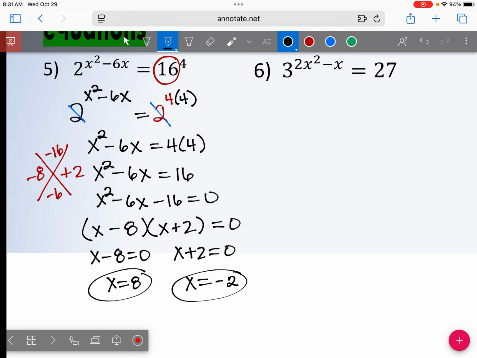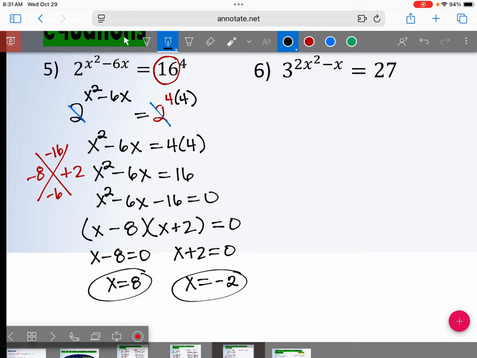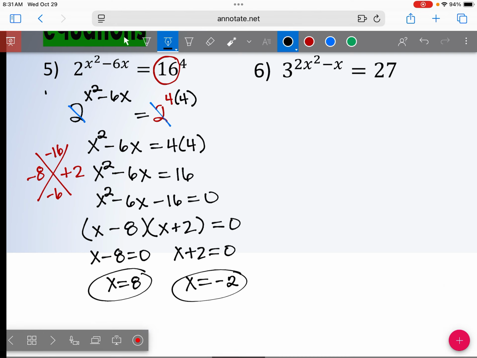All right, I'm going to give you a couple minutes. Try to do number 6 on your own. We are almost done. Okay, this one we do have to make a box for, though.